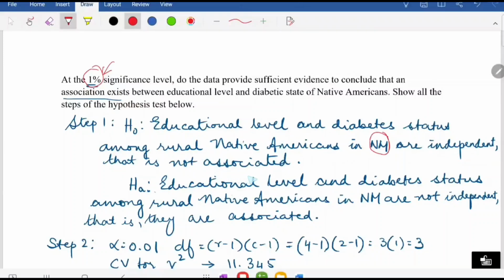So if you're using the term associated, then for the null hypothesis you have to say they are not associated. If you're using the term independent, then for the null hypothesis you have to say they are independent. For the alternate hypothesis, it should state educational level and diabetes status among rural Native Americans in NM are not independent if you're using the term independent, but if you're using associated, then it should say they are associated.